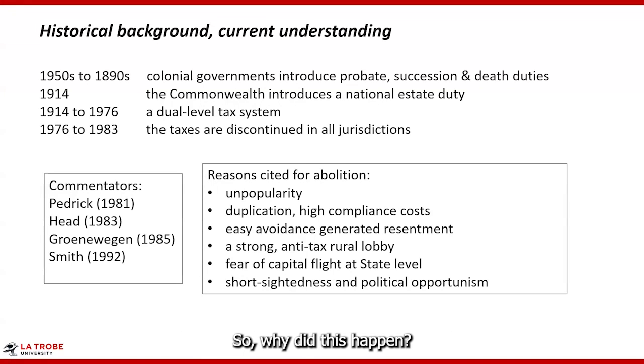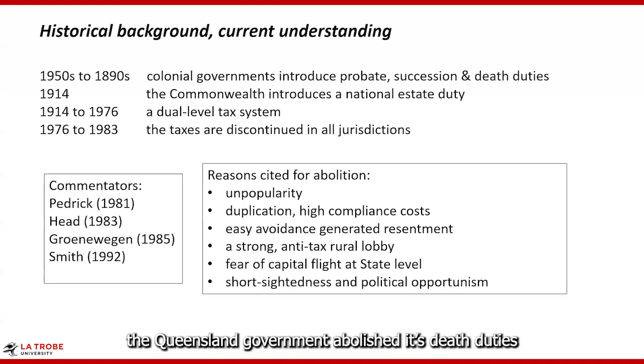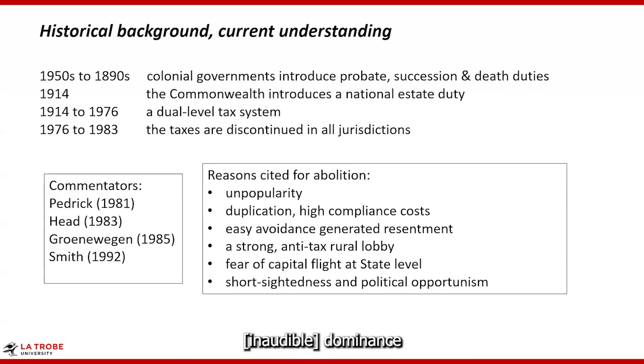So, why did this happen? The most popular accounts go something like this. High inflation and lack of adjustment had made the taxes too burdensome, and farmers were angry about the heavy taxes imposed on the inheritance of family farms. In response to a strong farming lobby, the Queensland government abolished its duties, and then the other state governments, terrified of capital flight to other states, followed suit and abandoned their own taxes as well. The state governments were terrified of capital flight, according to the story, and they abandoned their inheritance taxes because they were afraid of people moving themselves and their capital to Queensland.